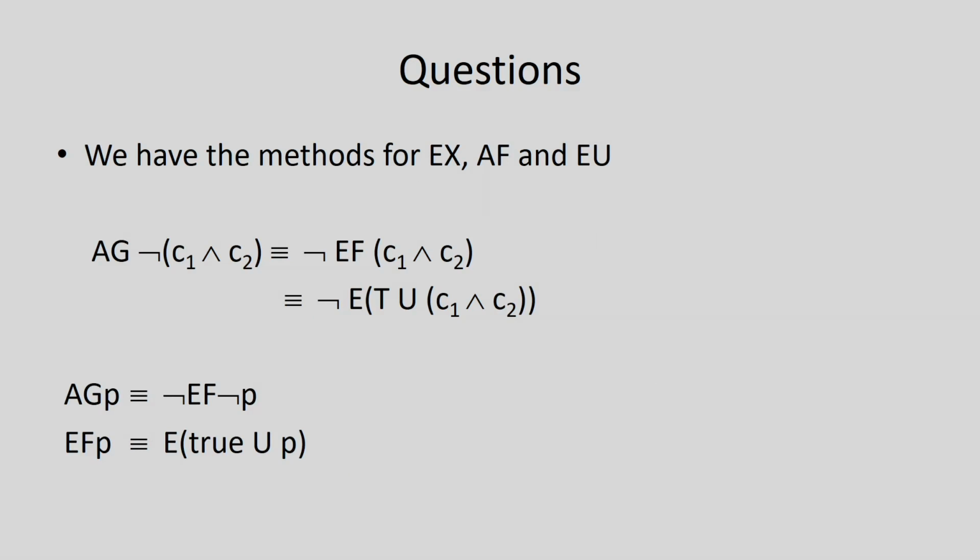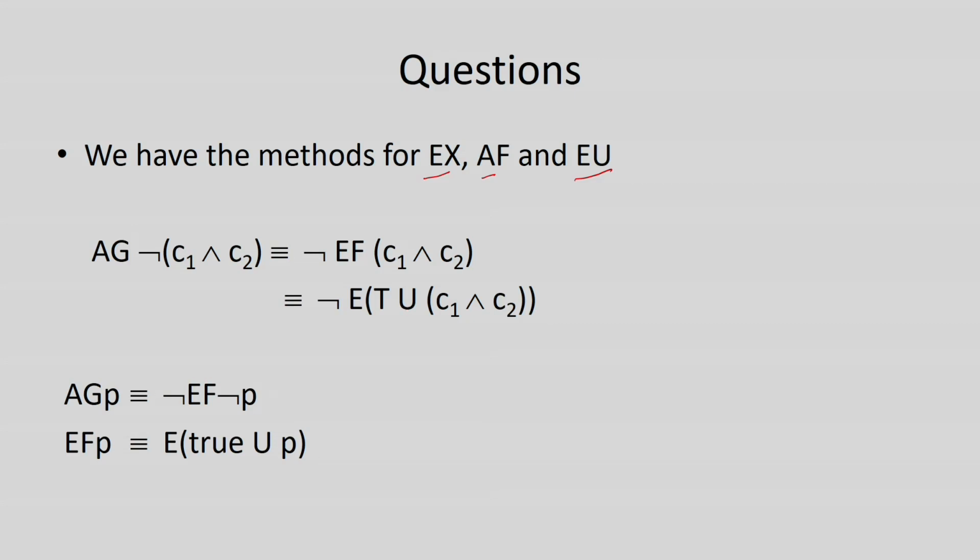Now, in that particular case, we do not have any operator or any method to check for the truth values of AG, but we know that there is an equivalence. AG not of C1 and C2 is equivalent to not of EF C1 and C2, because we have methods for EX, AF and EU, but we do not have any method for AG. Again, we do not have a method for EF, but EF can be represented like that: E true until C1 and C2.